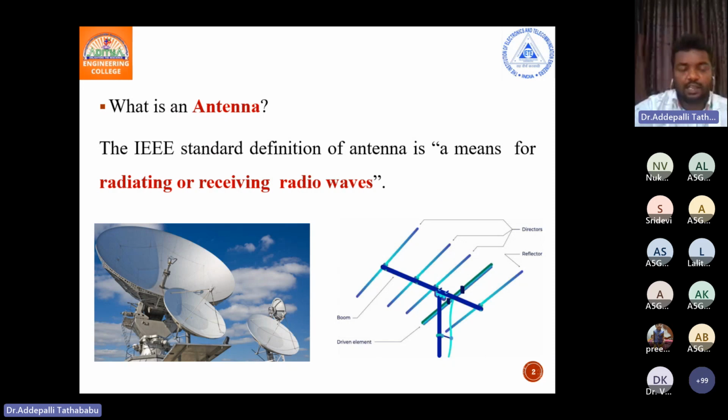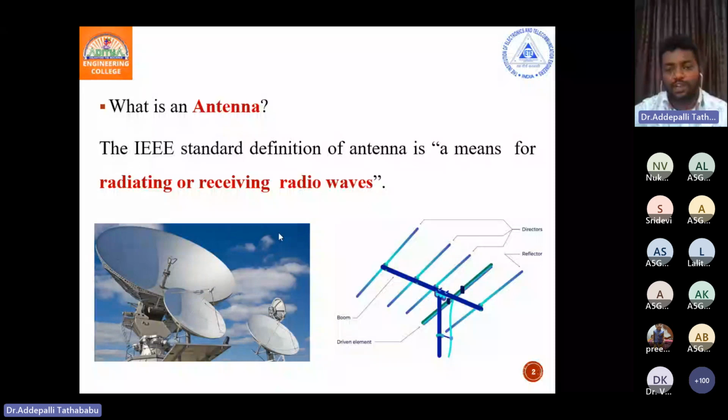In that, the information is in the form of an electromagnetic wave, electric field and magnetic field. These two are always perpendicular to each other. That's why the term antenna came into wireless communication. Without an antenna, there is no wireless communication. So here, what is an antenna? Generally, an antenna is a radiating element.